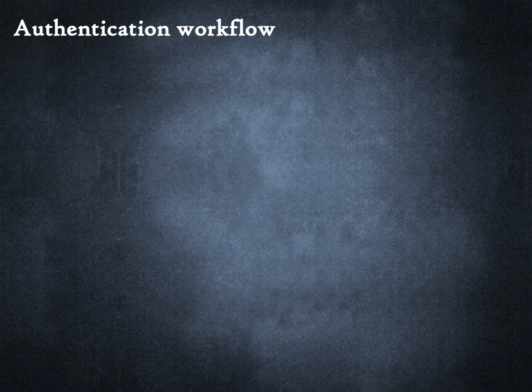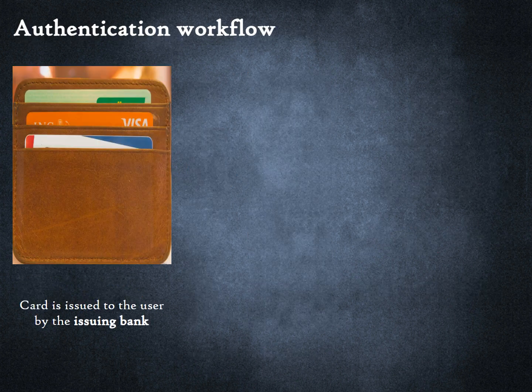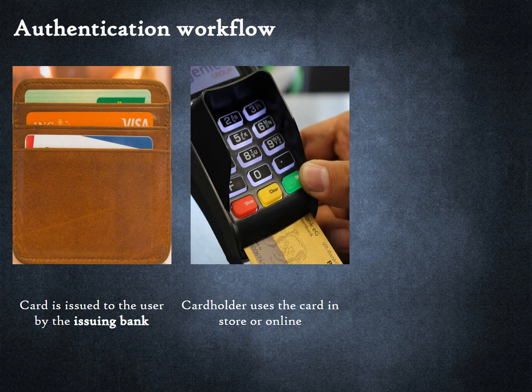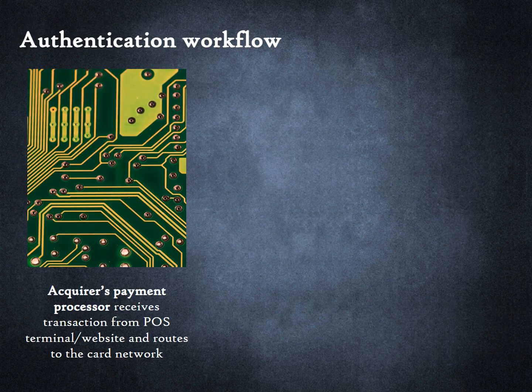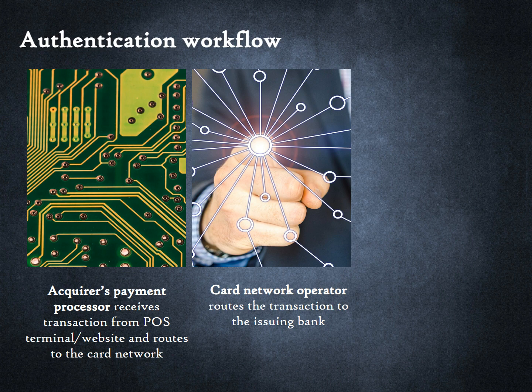Step 1. An issuing bank opens a bank account or credit line for the customer and issues a linked card. Step 2. The cardholder uses the card either in-store or online. Step 3. A message is conveyed from the point-of-sale terminal or website to the acquiring bank's payments processor. Some acquiring banks process the incoming payment themselves. Step 4. The acquirer's payment processor routes the transaction to the applicable card network operator, like Visa and MasterCard. Step 5. The network operator routes the transaction to the issuing bank for approval.